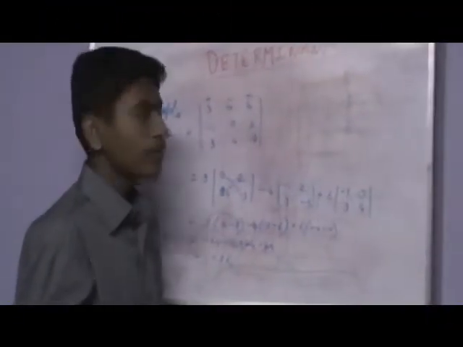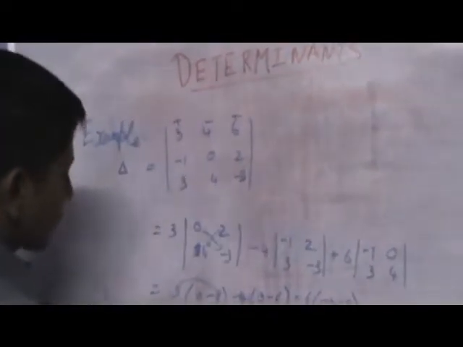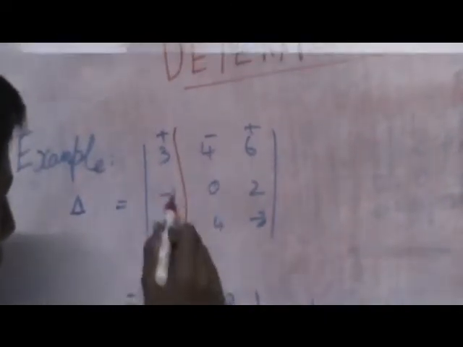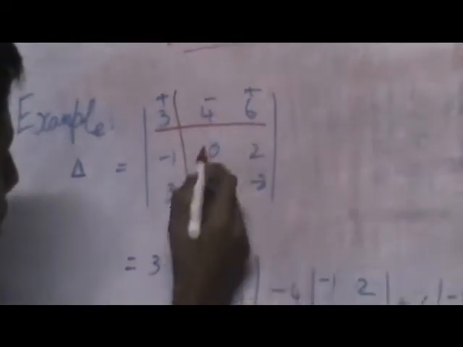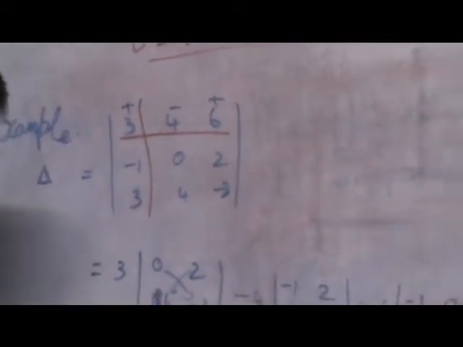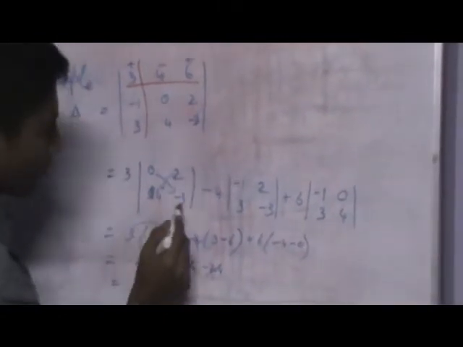I will repeat the sum once again. See, 3, this is the minor, we should see the cofactor, this is plus. On leaving this row and this column, we should write that remaining. What is the remaining? 0, 2, 4, minus 3. Cofactor is plus. Plus 3 of 0, 2, 4, minus 3.